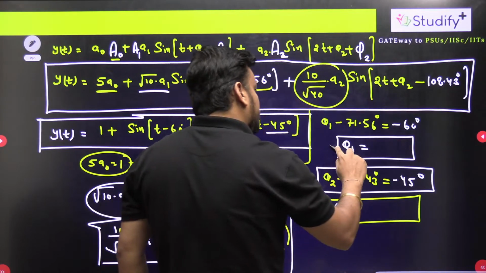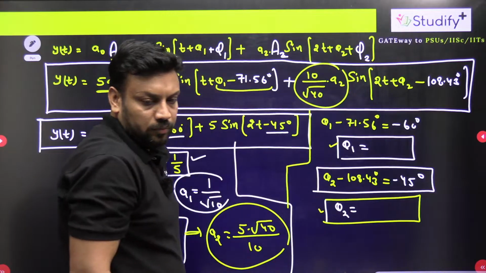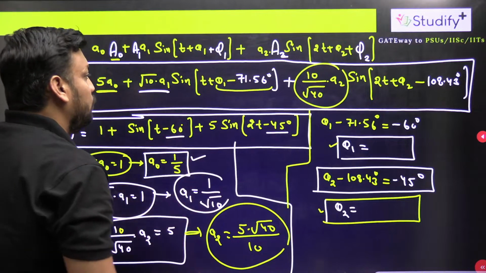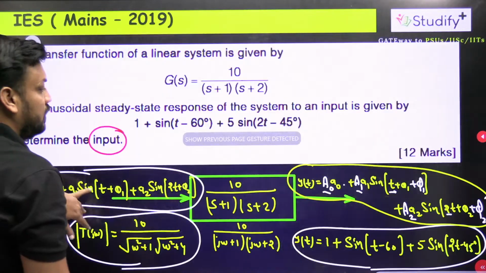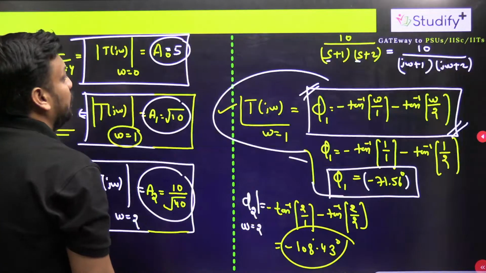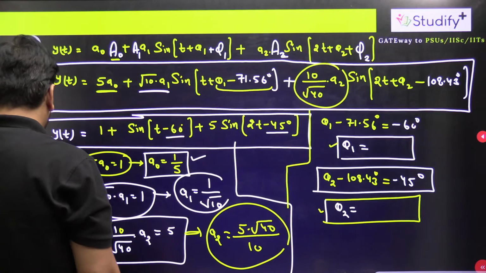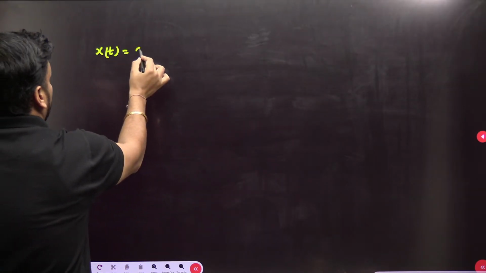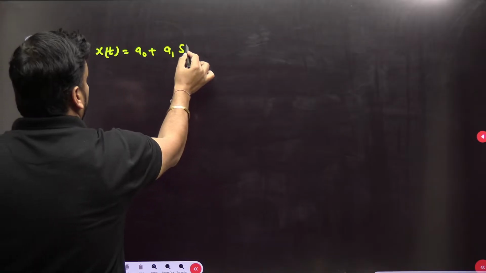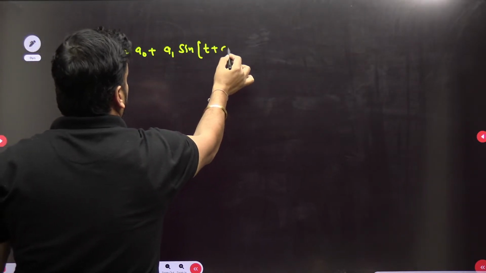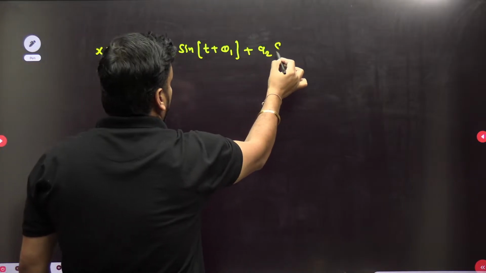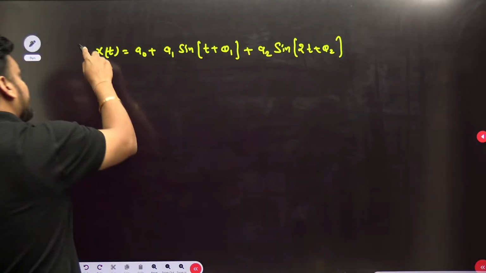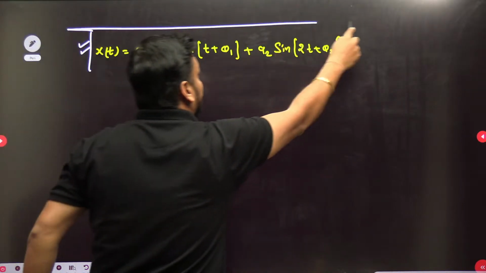So tell me what is theta 1 and what is theta 2. Tell me fatafat what is theta 1 and theta 2. And once you will have all the values, you can write final answer now. What is the final answer? Sir, xt value जो हमने assume किया था, क्या हमारा xt का value ये था क्या? a0 plus a1 into sin of t plus theta 1 plus a2 into sin of 2t plus theta 2. आपको यही एग्जामिनर पूछ रहा है. दिस इज अ 12 मार्क्स क्वेश्चन एंड आपको ये फाइनल आंसर लिखना है xt.